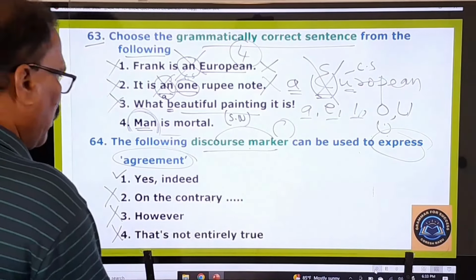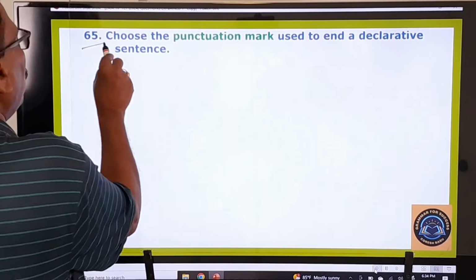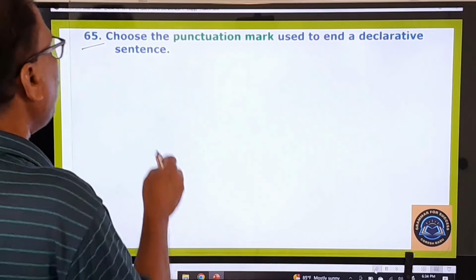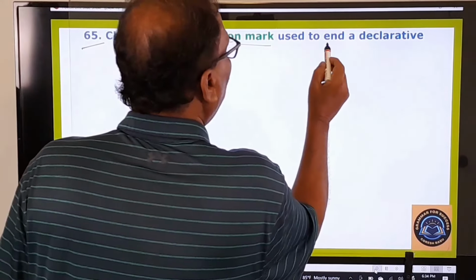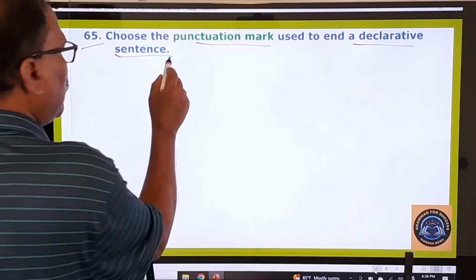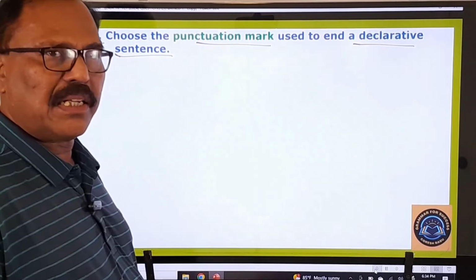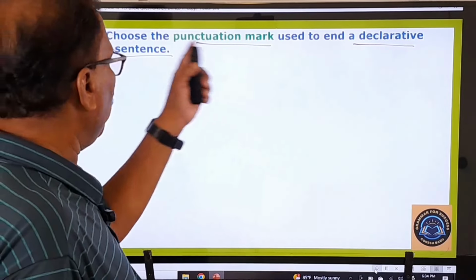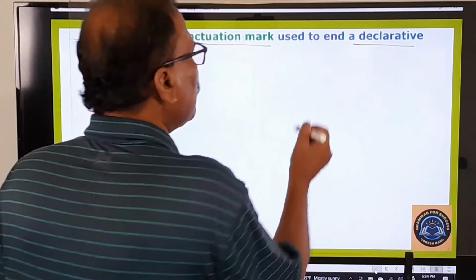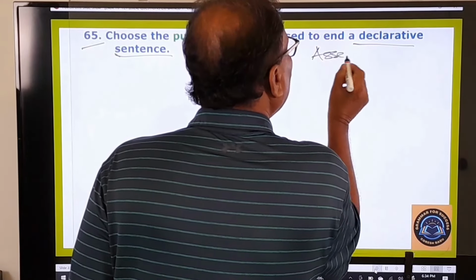And now let's move on to other questions. 65th question. What is the 65th question? Choose the punctuation mark used to end a declarative sentence. So declarative sentence is mentioned here. Declarative sentence means it is nothing but an assertive sentence.